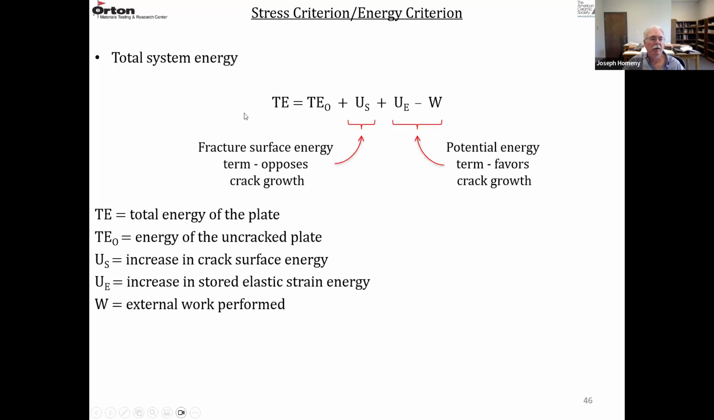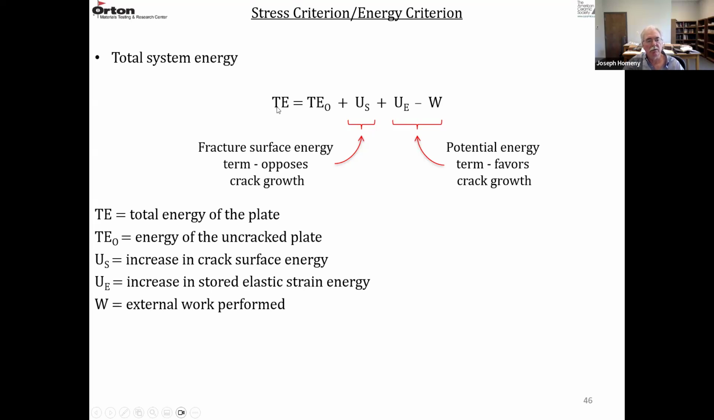So the energy criterion is based on an energy balance. The total energy of the system is TE. That equals TE0. TE0 is the energy of the uncracked plate with no elliptical hole in it. And then US is the increase in the cracked surface energy as a result of the elliptical hole. UE is the increase in the stored elastic strain energy, the plate extended, and W is the external work performed.